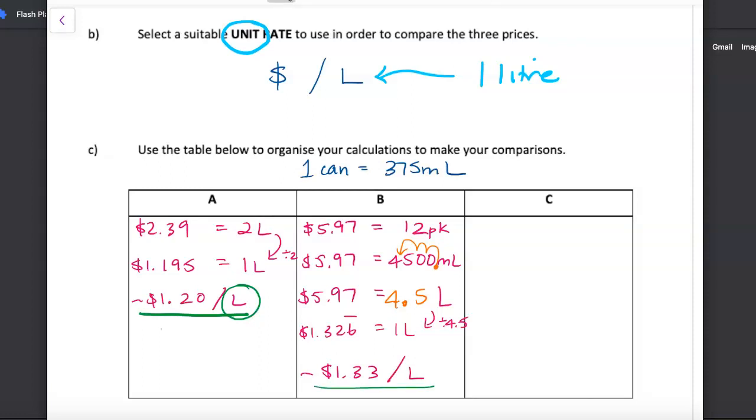So now I'd like you to pause the video and I want you to work out what is my rate in dollars per litre for option C. We started with $14.99 for a 24-pack of cans. So using that idea that 1 can's 375 millilitres, see if you can get that into millilitres for the 24-pack and down to litres. And then we'll check your answer.